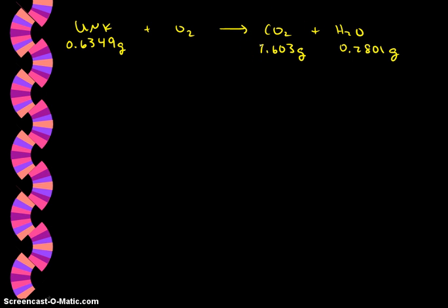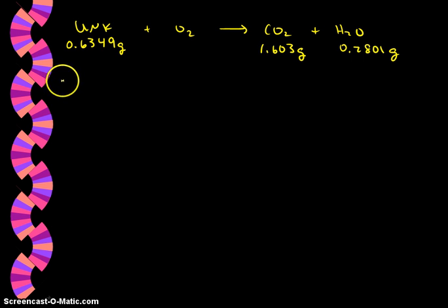So we're going to start with the carbon dioxide, and what we're going to be able to do with that number is convert grams of carbon dioxide to moles of carbon dioxide, and from moles of carbon dioxide to moles of carbon. And we're going to assume that all of the carbon from the unknown is present in the carbon dioxide. So that way we're going to know how much carbon was in our unknown.